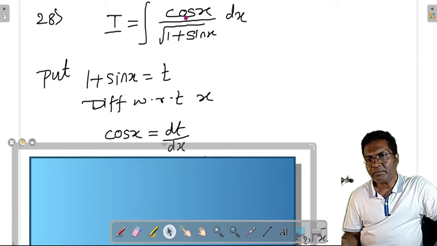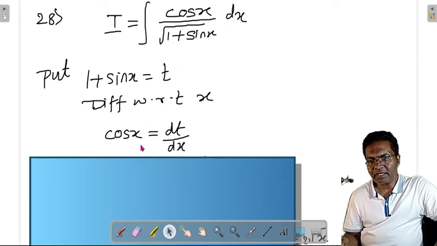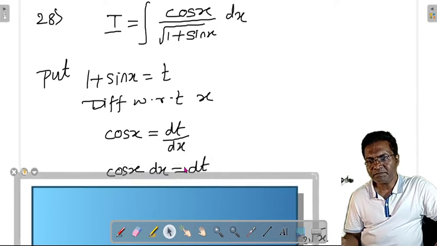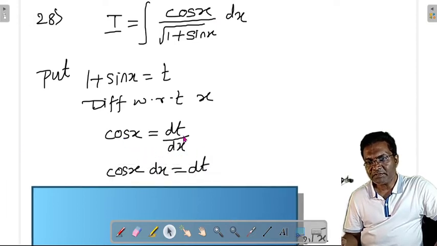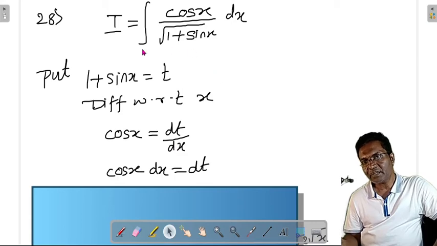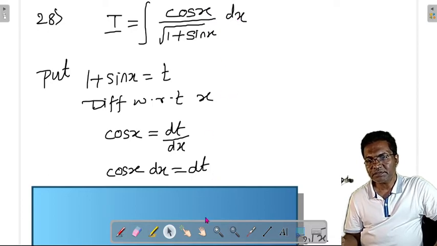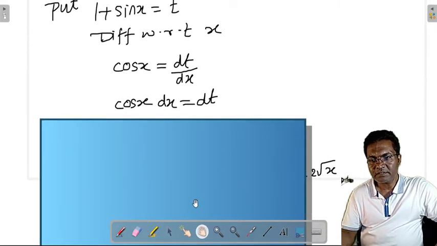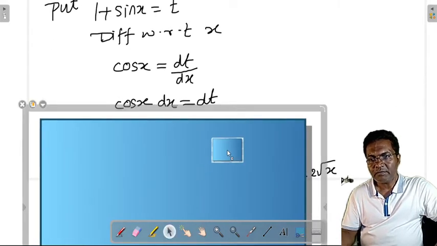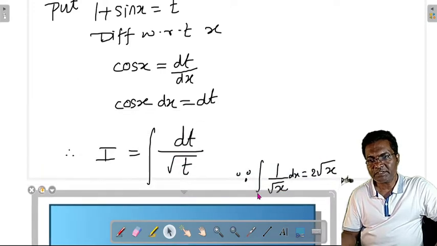Now we have in the numerator cos x dx. So take it as cos x dx. So from this, cos x into dx is dt. Okay, so I becomes what then? So cos x into dx is dt. So I can be written as, your I becomes this.